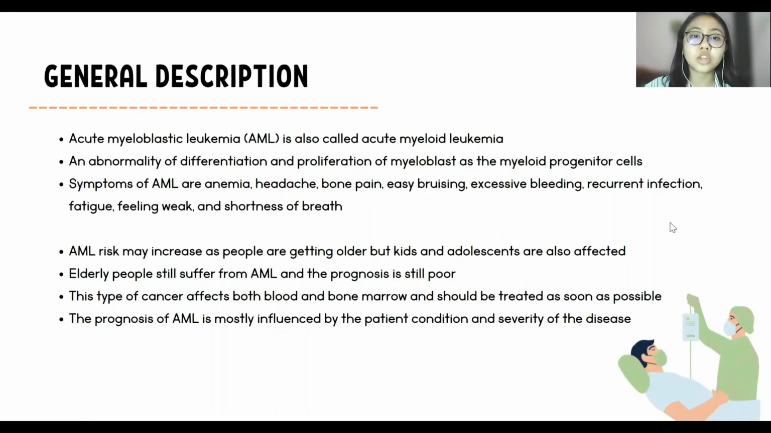Based on WHO classification of AML, there are several types of AML according to the underlying causes. For diagnosing AML, history taking and clinical examination should be done properly with the support of laboratory examination. This choice of examination is based on the available technology and the examination with the most accurate result to confirm the diagnosis of AML. The prognosis of AML is mostly influenced by the patient condition and severity of the disease.